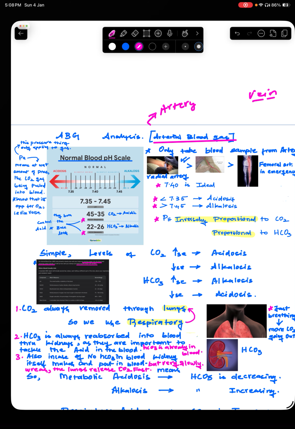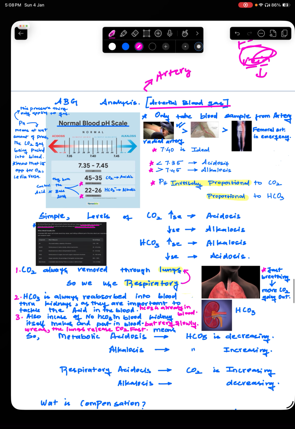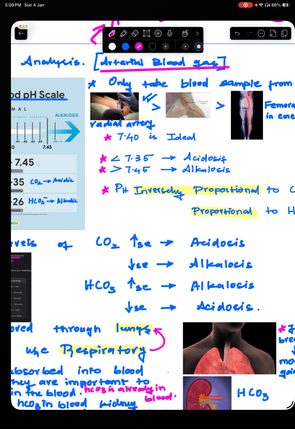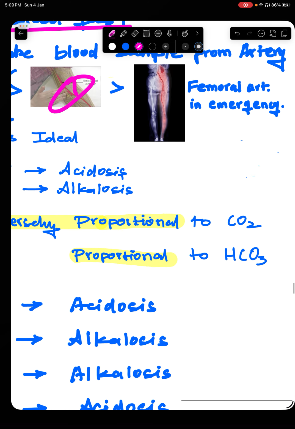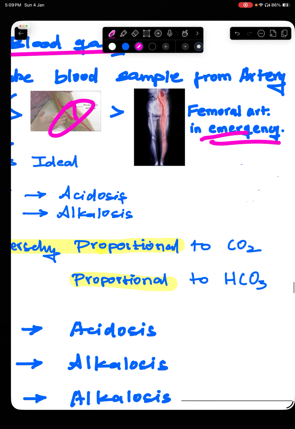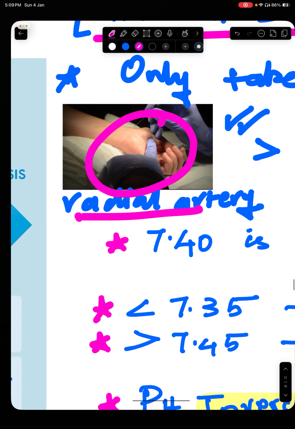Vein basically carries what? Deoxygenated blood, guys. So there is no use of taking this and analyzing it. Which artery is preferred? The first option is the radial artery, the second option is the brachial artery, and the third option is the femoral artery in case of emergency. The best option is always the radial artery.